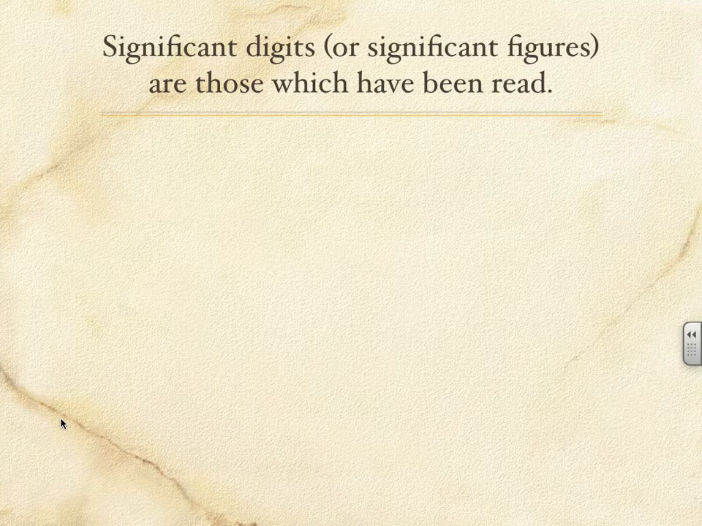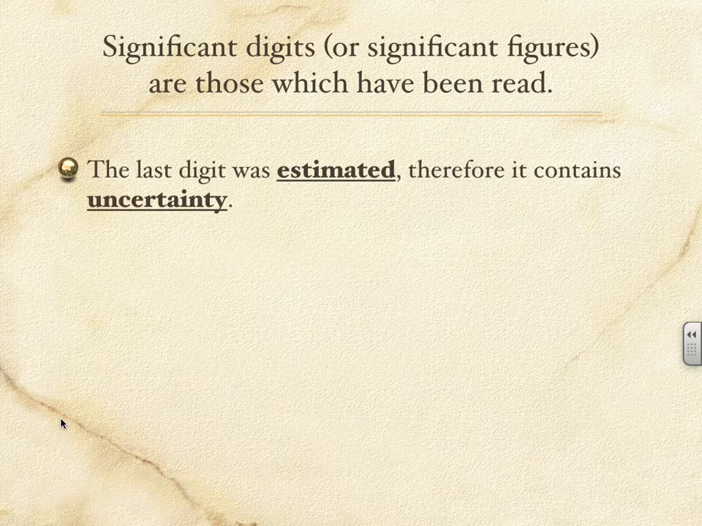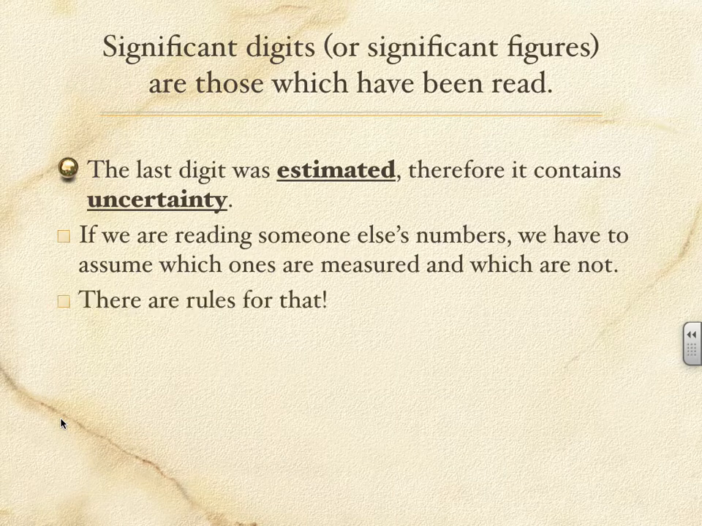Significant digits or significant figures, they're interchangeable terms, are numbers that have actually been read. And of course we know that the last digit was estimated, therefore contains some uncertainty. So if we're reading somebody else's numbers, we have to know which ones are measured, which ones were uncertain. And there are some rules for that.